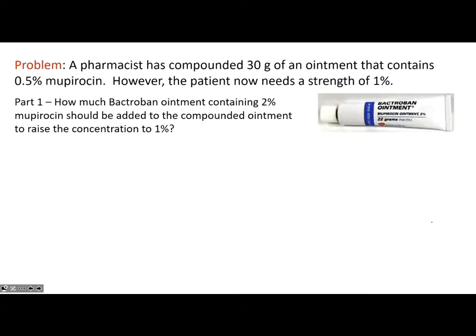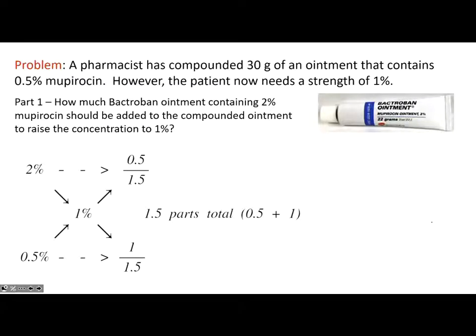I do not have pure mupirocin, though. What I have is a 2% ointment. So can I add a certain amount of 2% ointment to a 0.5% ointment and get something in the middle? And what do I want? What's my target in the middle? 1%. So that's what I'm trying to do. I want to make 1% out of my 0.5% and my 2%.